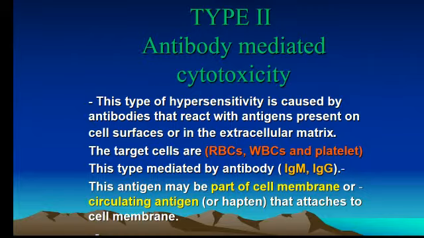The target cells are red blood cells and platelets. These are the most critical cells in type 2 reaction or type 2 cytotoxicity. This type of cytotoxicity is caused by antibodies that react with antigens present on the cell surface or the extracellular matrix.